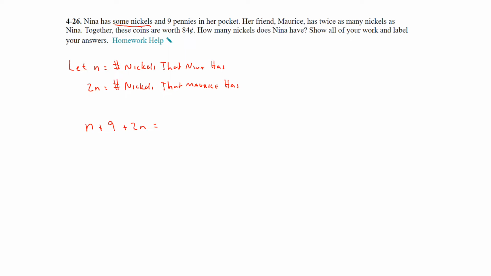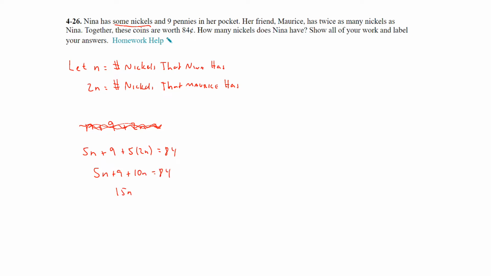So let's go back here. So with the N, that's just the number of nickels, but we know a nickel is 5 cents. So since we're doing cents, we're going to do 5 times the number of nickels plus 9 pennies plus 5 times the number of nickels is equal to 84 cents. So up here I was actually just looking at the numbers, but we're looking at the value. So we need 5 times the number of nickels plus 9 pennies plus 5 times the number of nickels for Maurice was equal to 84 cents. So 5N plus 9 plus 10N is equal to 84.